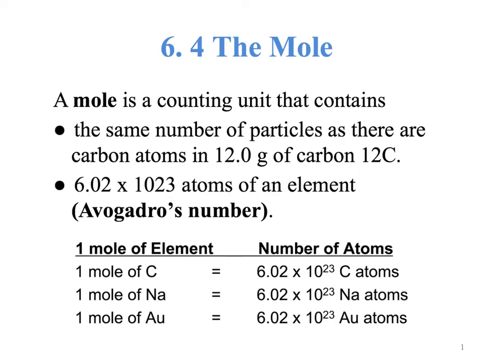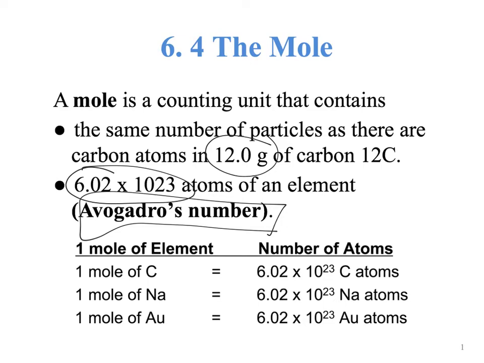The mole. The mole is a unit that contains the same number of particles as the atoms in 12 grams of carbon. The mole uses the unit called Avogadro's number, and it means that 1 mole is equal to 6.02 times 10 to the 23rd atoms. 1 mole of carbon, 1 mole of sodium, 1 mole of gold, they are all equal to 6.02 times 10 to the 23rd atoms.